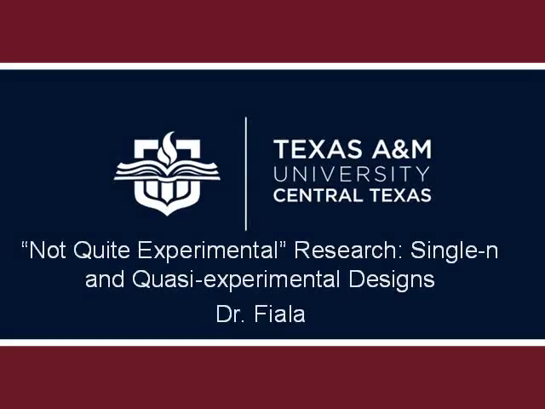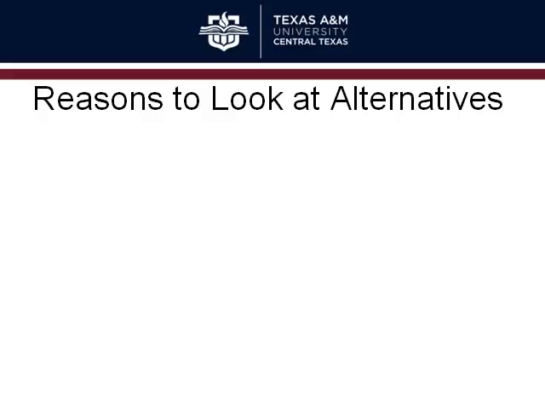I'll be talking today about research designs that are designed with the goal of discovering or identifying cause and effect relationships, but for a variety of reasons don't quite meet the standards of experimental research. And we'll be focusing on single-n designs, also referred to as single participant designs, and different types of quasi-experimental designs. So why look at these alternatives if in fact experimental designs are the gold standard for examining cause-effect relationships? Why look at anything else?